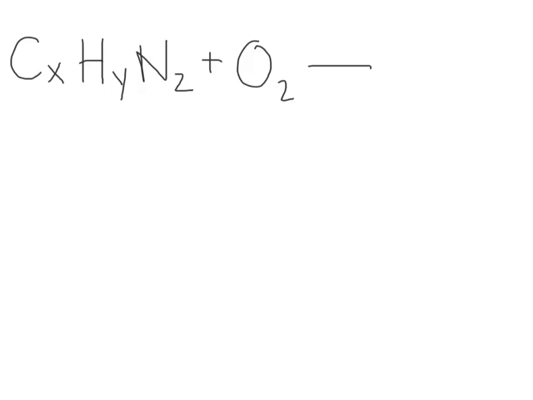Hey guys, so I'm going to be doing a combustion problem example. The problem is about a fuel made out of carbon, hydrogen, and nitrogen. We have variables there just because those are unknown subscripts. And then it's combustion, so it is in oxygen. As combustion, it yields carbon dioxide and water.